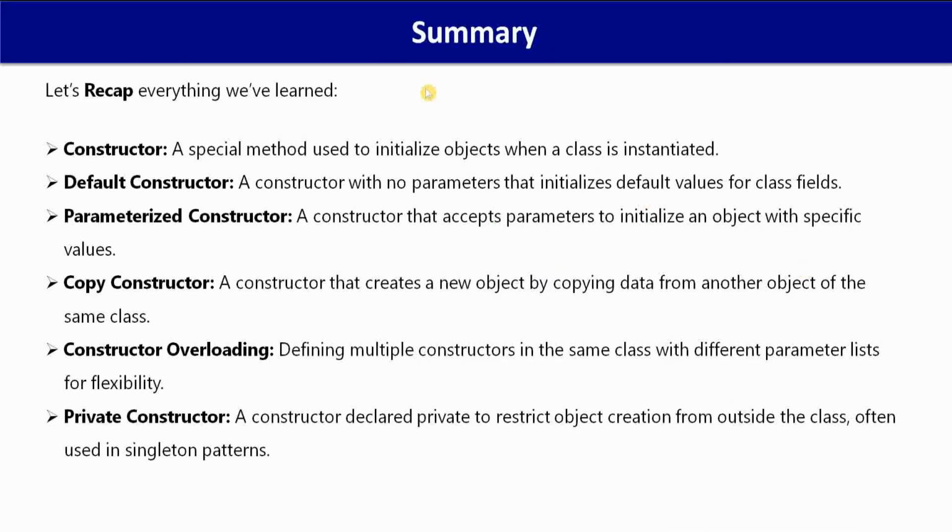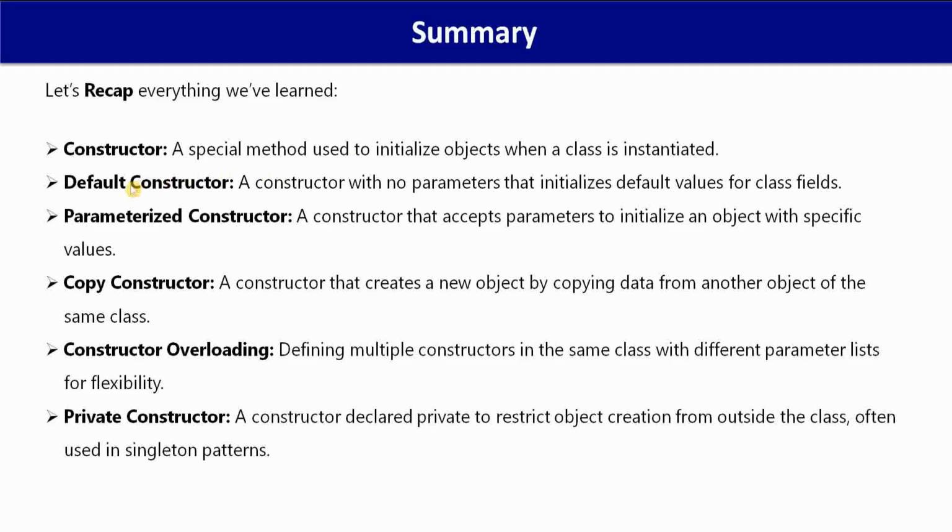Next we have today's summary. So let's revise what we learned today. First one, we have constructor, a special method used to initialize objects when a class is instantiated. So a constructor is a special method to initialize the objects. Suppose we have any class where we want to initialize it, first we have to create the instance, and then it initializes the objects, meaning it provides some values.